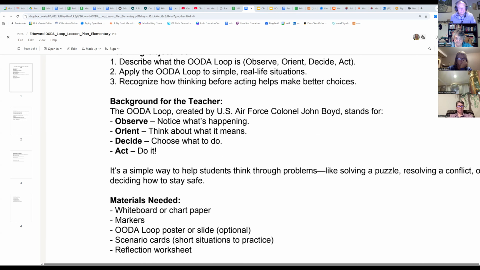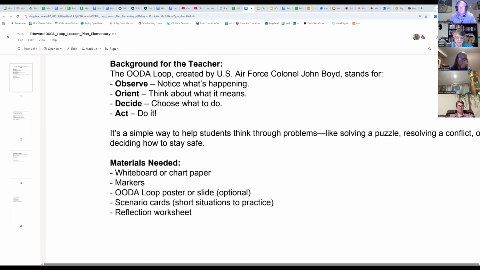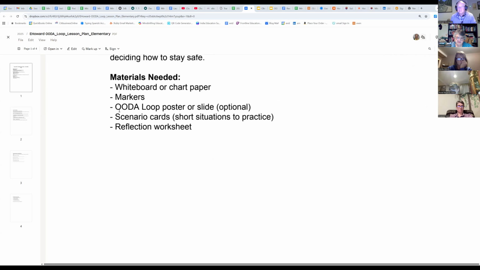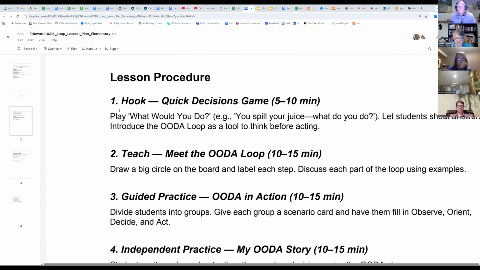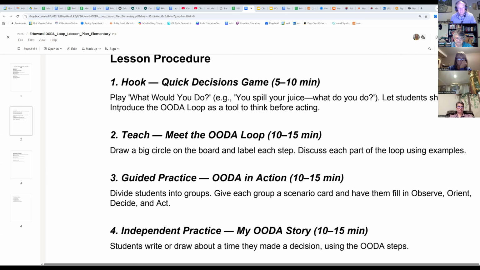And then we'll teach the OODA loop, drawing a big circle on the board, labeling each step, and discussing it all. Then we're going to practice. We're going to give them each a scenario, and there are scenario cards attached at the bottom. And there's another worksheet attached that asks about what time they made a decision, and having them go through and see if they actually naturally were using the OODA steps.